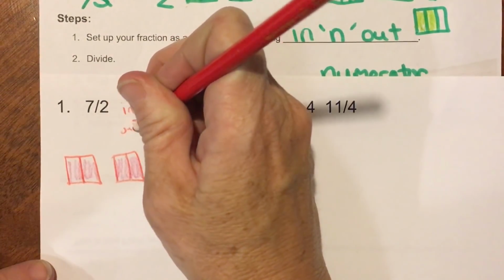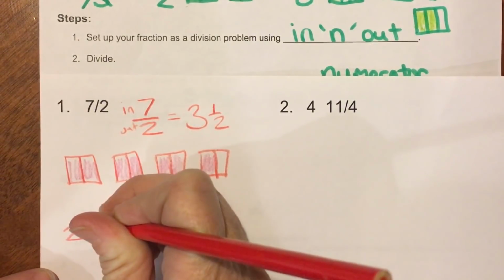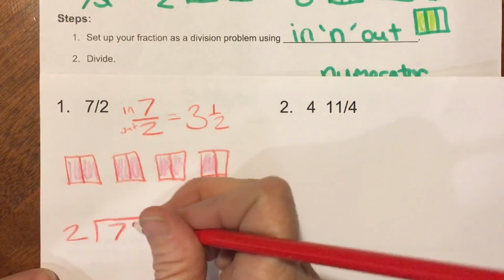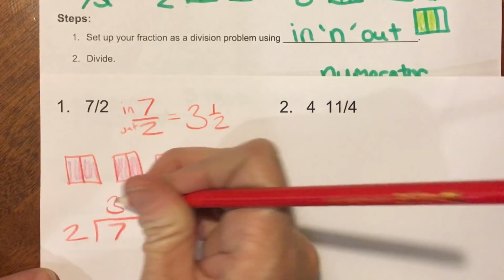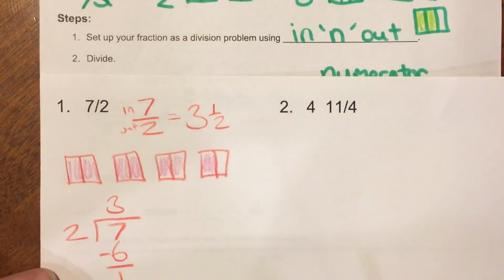This is my in and out. So I'm going to set it up as division. My 2 goes out and my 7 goes in. I'm going to divide for step 2. 2 can go into 7 3 times. 3 times 2 is 6, and I get 1 left.